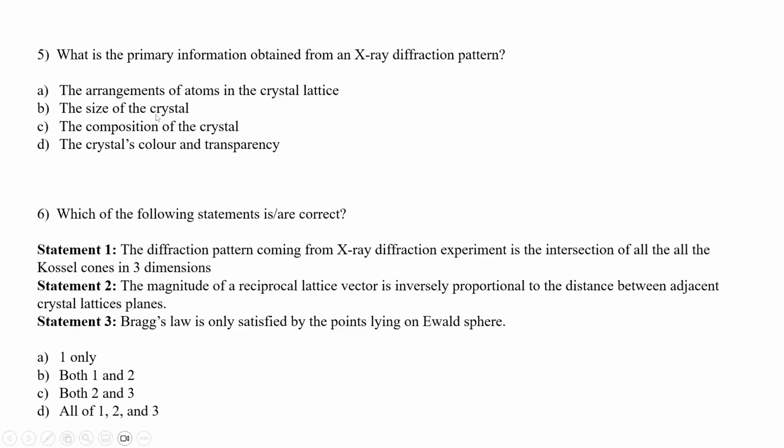The next question says, what is the primary information obtained from an X-ray diffraction pattern? Can anybody tell me the answer to this question? Since we have been discussing X-rays for the past 1.5 hours, what is the primary information which is obtained from the X-rays? The options are: the arrangement of atoms in the crystal lattice, the size of the crystal lattice, the composition of the crystal, its color and transparency. Anyone, any guesses?